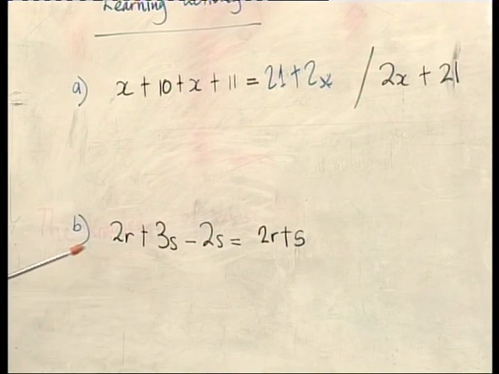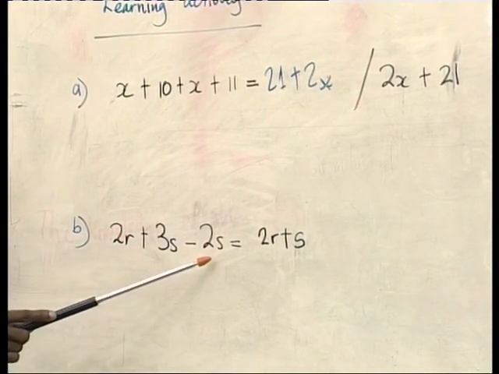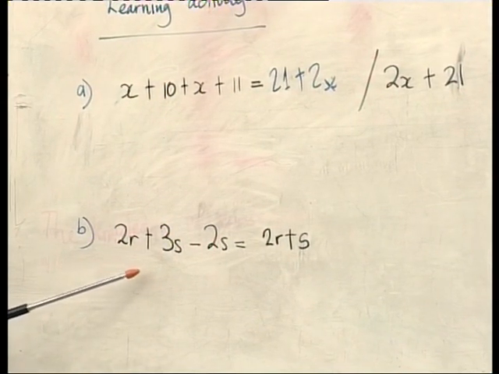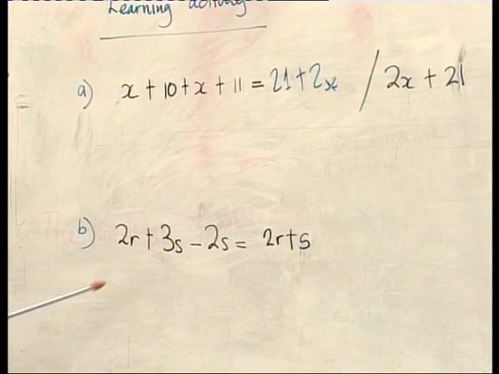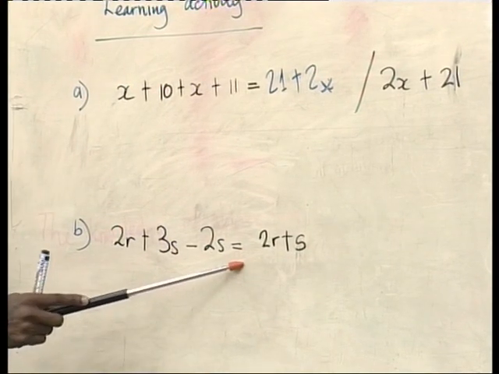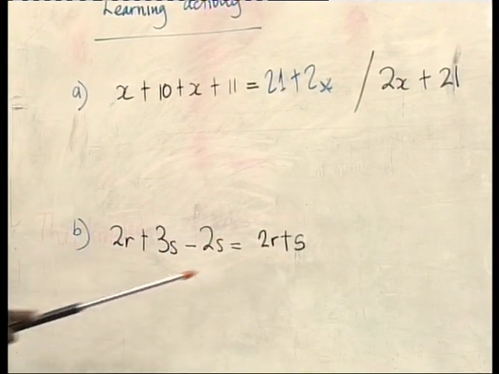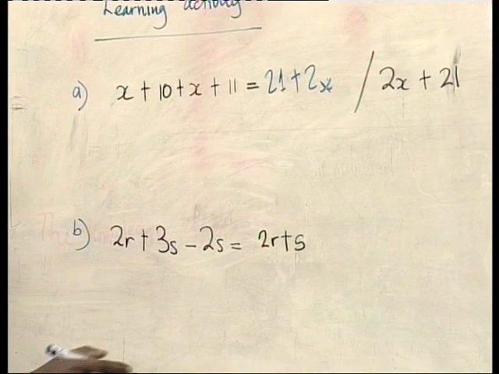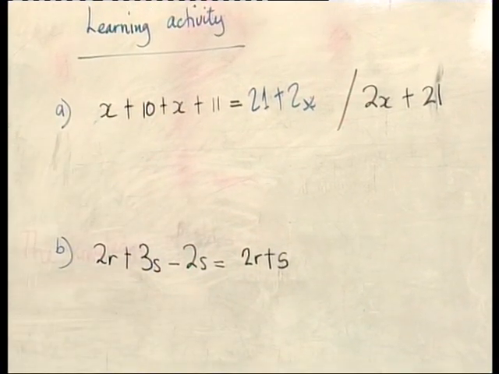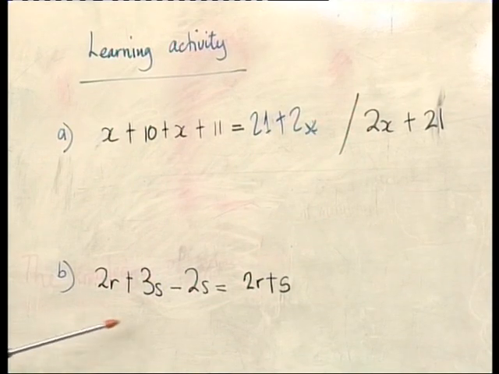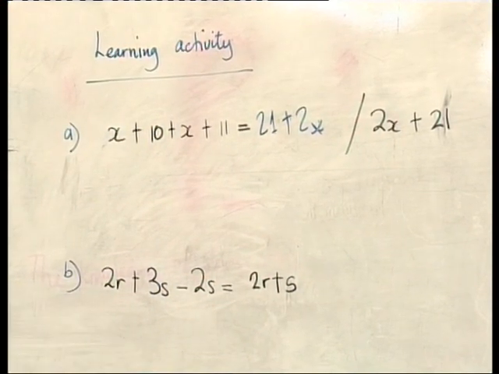Exercise B. 2r plus 3s minus 2s. Which terms are like terms? Clement? Yes. 3s and 2s. So, what will be our answer? 2r plus s. 3s minus 2s is s. So, receiving students and 7s, these are our two answers for our learning activity. If you did not get it correct, please do corrections on the answers which have been given on the board.